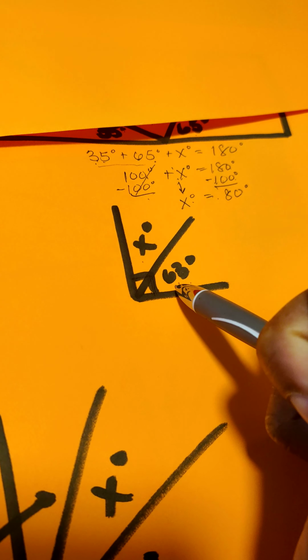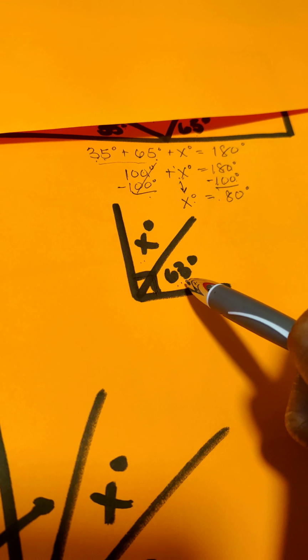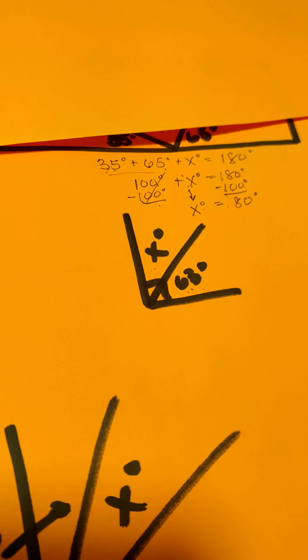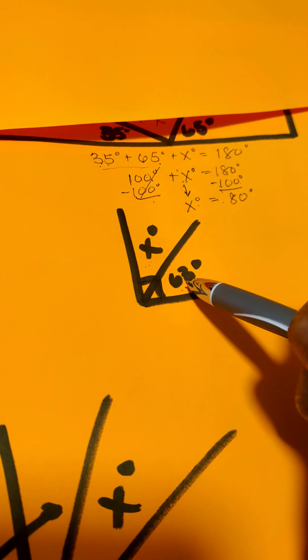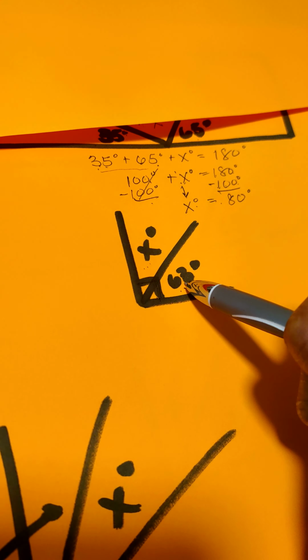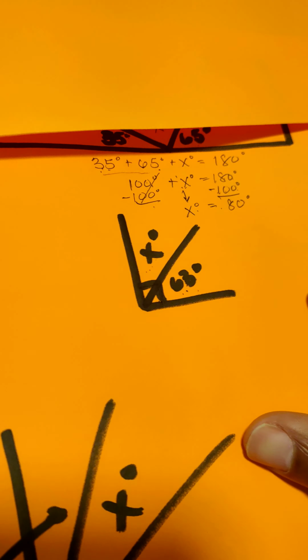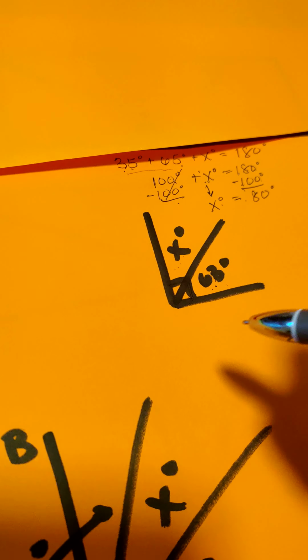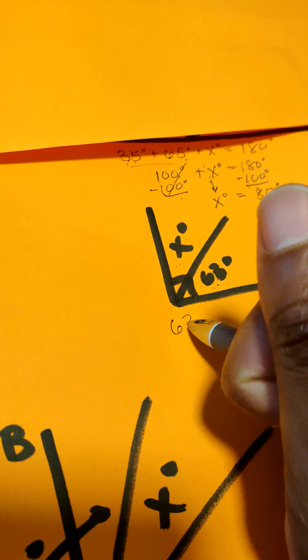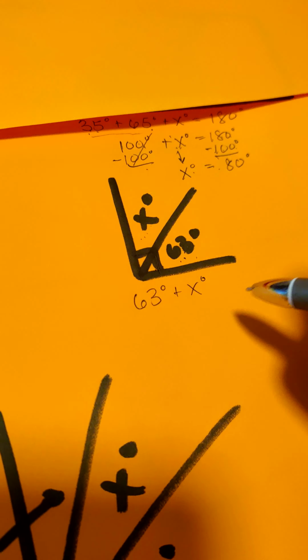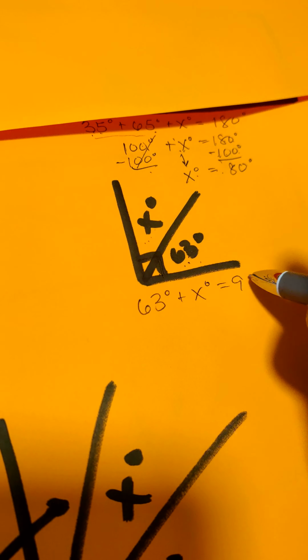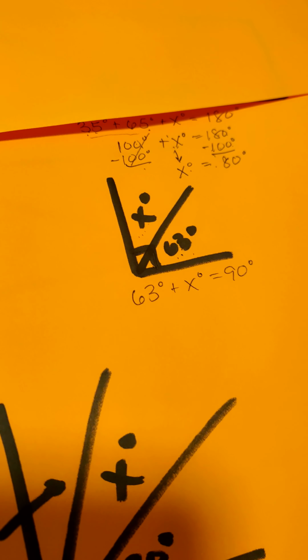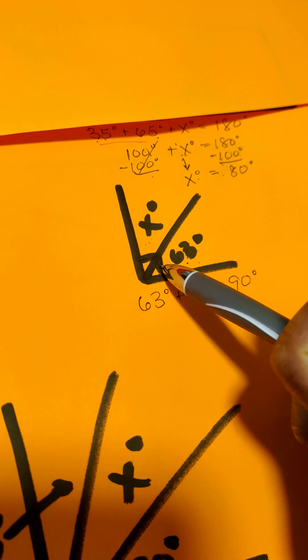If this were 2, this would be 88. If this were 20, this would be 60. So whatever the given angle is, you're going to add it to the unknown to get 90. So let's see what that looks like as an equation. 63 degrees plus unknown degrees, or x degrees, is going to equal 90 degrees. Again, how do I know it's 90? This box right here tells me so.